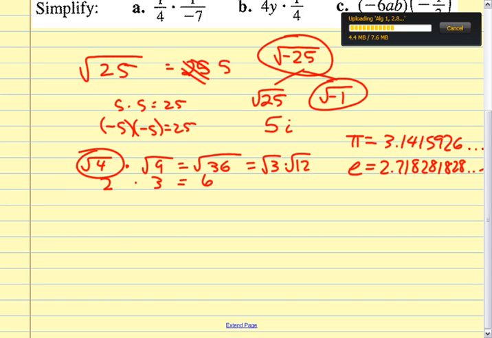Okay, Sophia. So pi stands for this, e stands for that. i always stands for the square root of negative 1. It has to be negative 1? Yes.